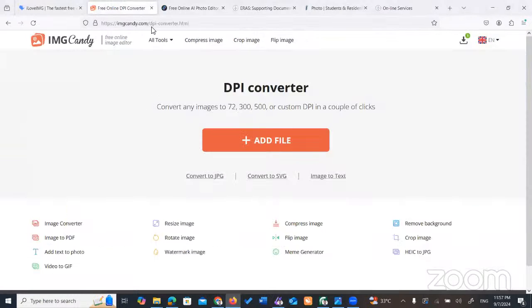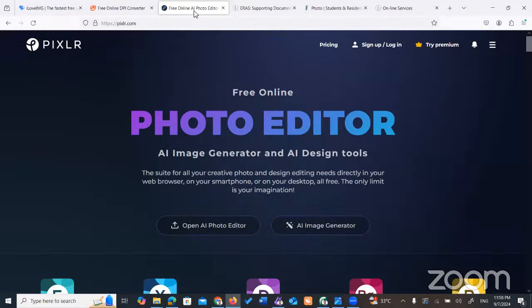There you can set the DPI, which is the resolution; you can increase it, decrease it, or maintain the same. And the third one is Pixlr, which is the master one in terms of preparing the ERAS picture. So let me start with this one, and then we can go back and learn how to use the other ones. Am I clear so far? Are you following me?